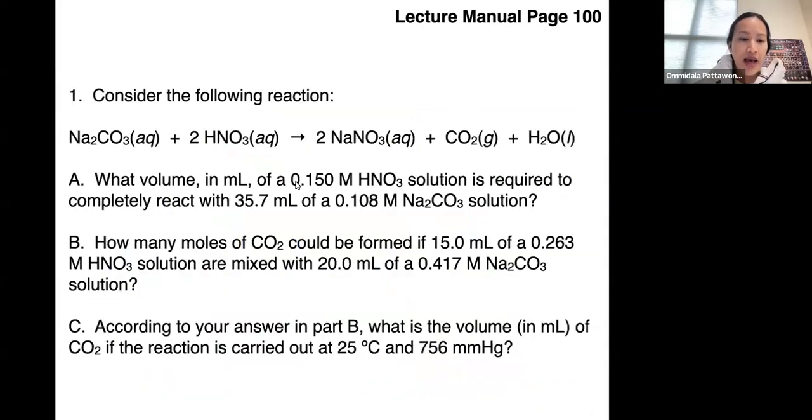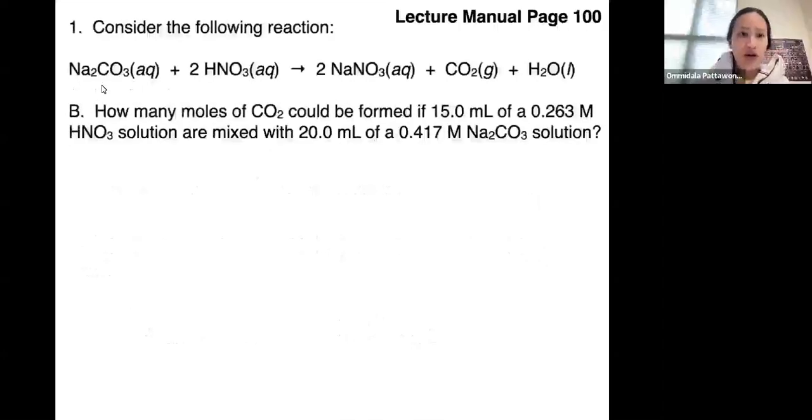An example of this can be found on page 100 of your lecture manual. I'm going to go over example 1B and 1C. I'm going to let you do 1A yourself. So let's take a look at 1B and 1C real quick. This reaction right here involves the reaction between sodium carbonate and nitric acid. It's going to produce sodium nitrate and carbon dioxide and also water.